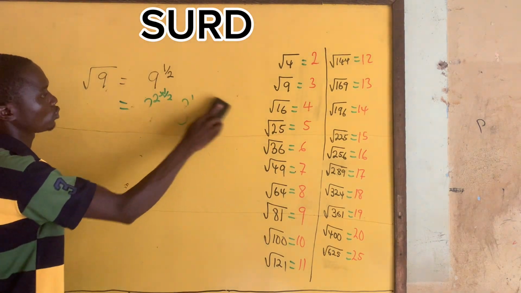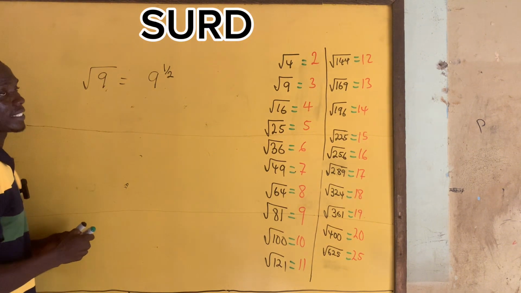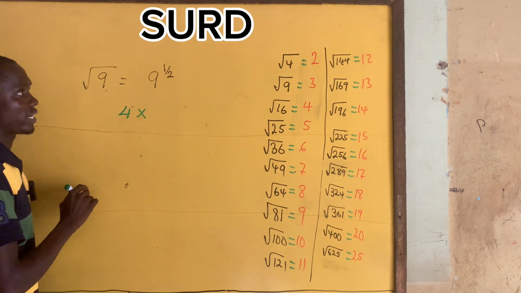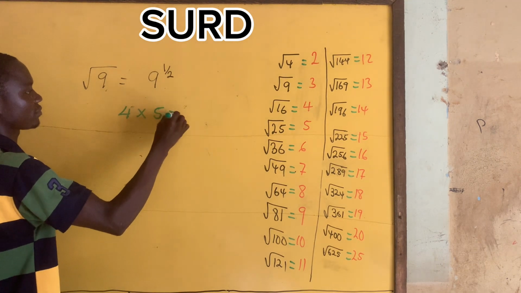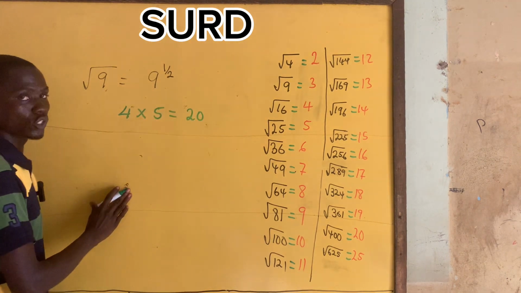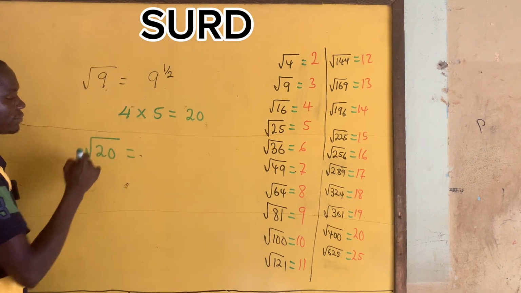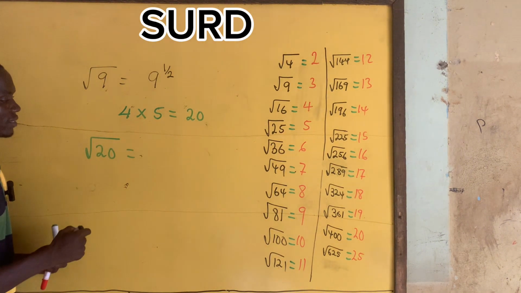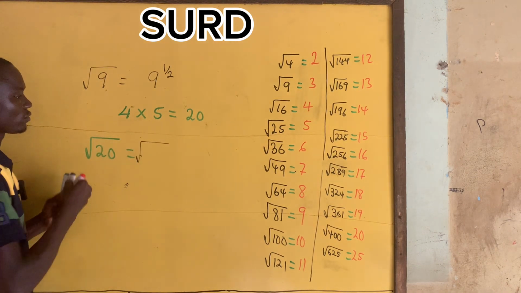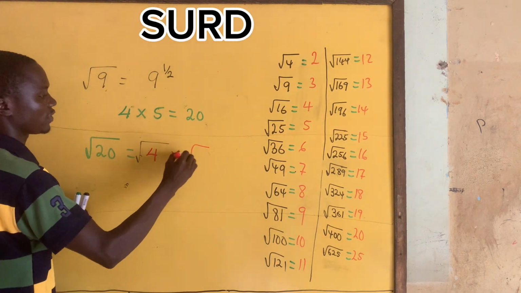Let's look at what we are going to do here. Let me take a square number, say 4, times a number that is not a square number, say 5. You see that 4 times 5 is 20. So, if I take the square root of 20, it is the same as the square root of 4 times the square root of 5.